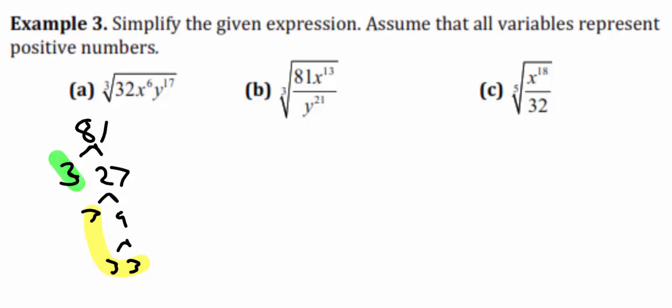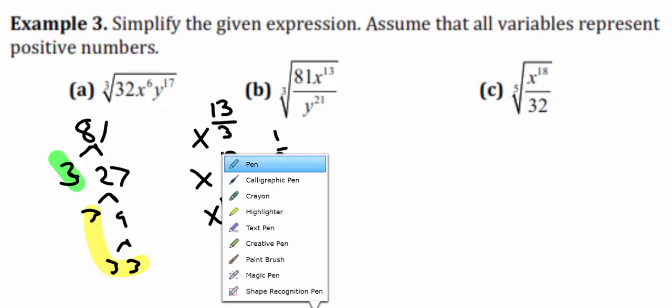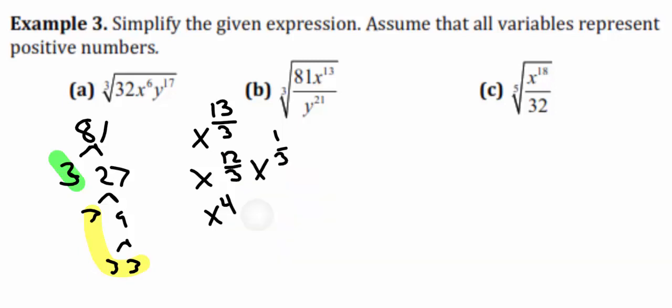So let's move on to the x. If we look at our x to the 13th, think of it as a rational exponent. How many times does 3 go in there? Well, it would go in 4 times, right? That would give us 12 over 3, and we have 1 left over. So 12 thirds would reduce to x to the 4th. So again, we're able to pull that out. Let me get the colors right. We're able to pull out the x to the 4th, and the x to the 1st power is going to have to stay inside the cube root.